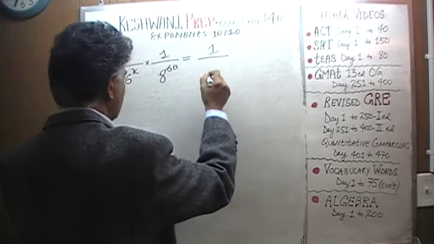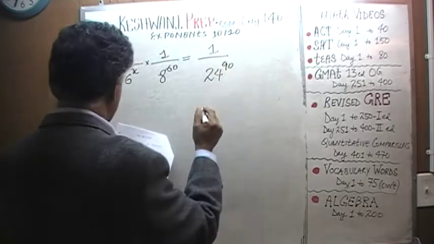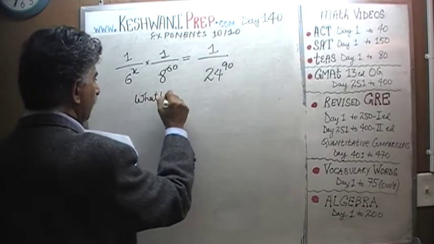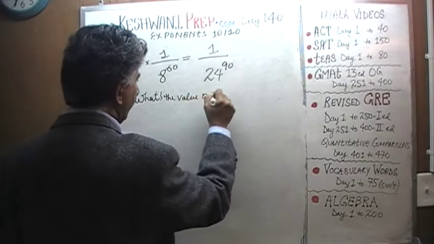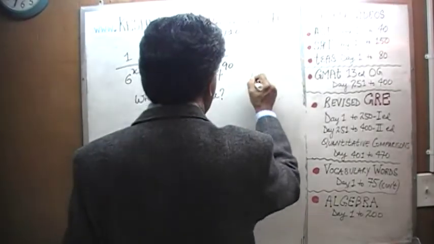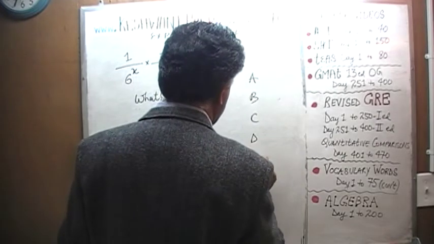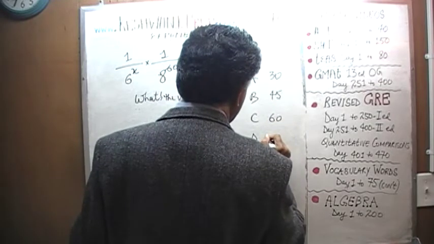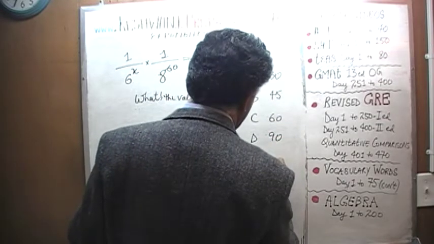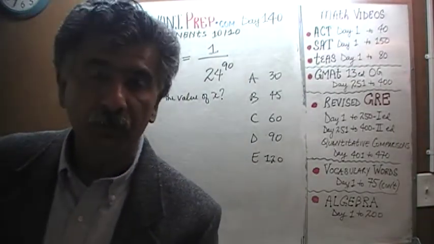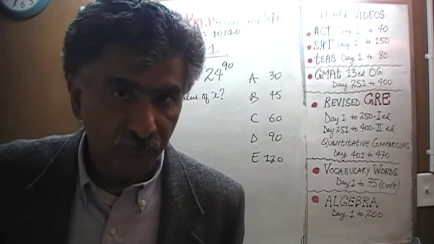1 over 24 raised to 90. And the question simply is, what's the value of x? Here are the answer choices, and 120. Again, I'll give you 5 seconds for you to be able to pause and unpause the video. Do the problem yourself first, okay? I'm going to get out of your way now.